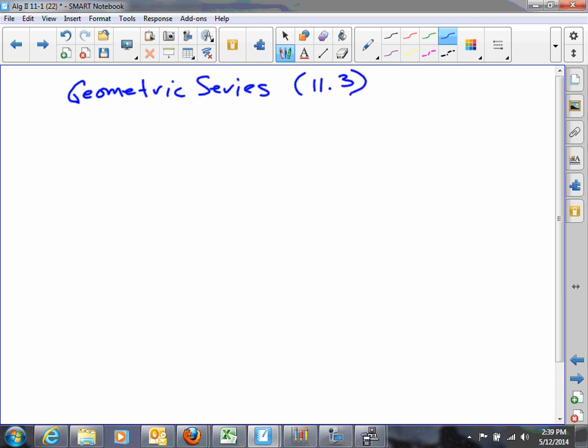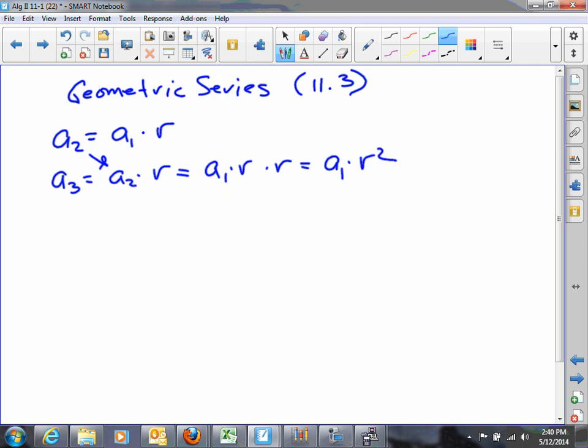Now, first of all, in a geometric sequence, a sub 2 is equal to a sub 1 times r. A sub 3 is equal to a sub 2 times r, but a sub 2 is a sub 1 times r, so we get a sub 1 times r squared. Now a sub 4 is equal to a sub 3 times r. It turns out to be equal to a sub 1 times r cubed.